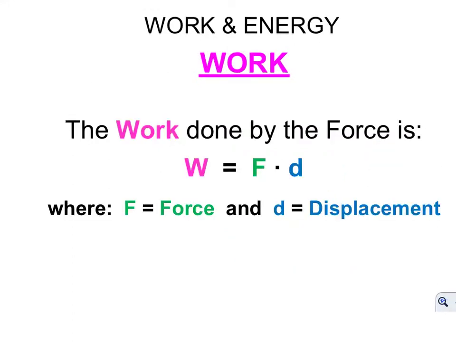Okay, here we're going to have a student describe the equation for work. The work done by the force is W equals F times D, where F equals force and D equals displacement. So all you do to find the work is you multiply the force times the displacement, and remember the displacement is where the object starts to where the object ends.